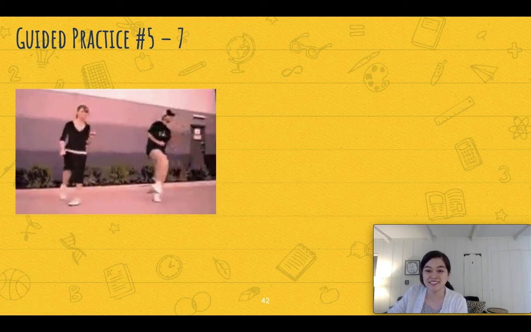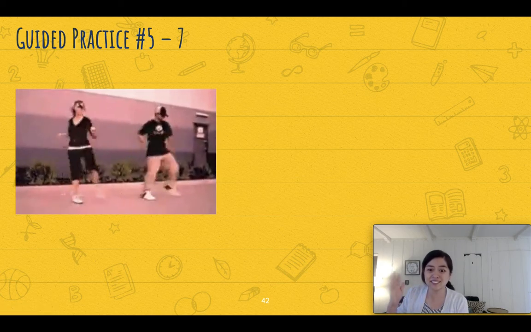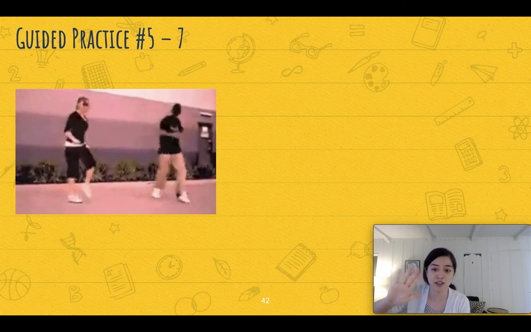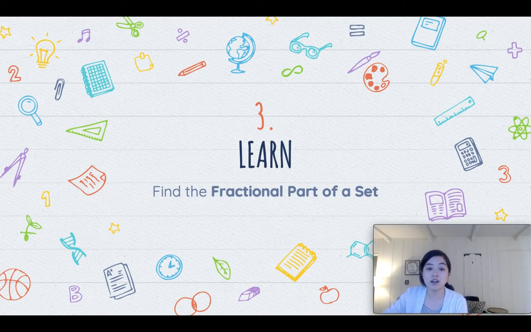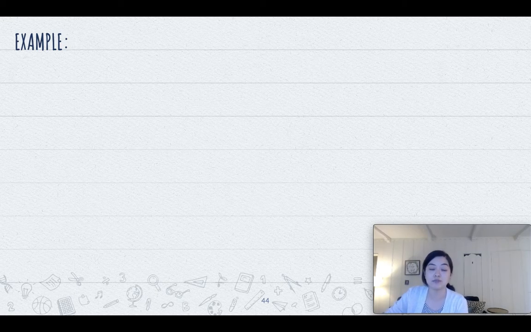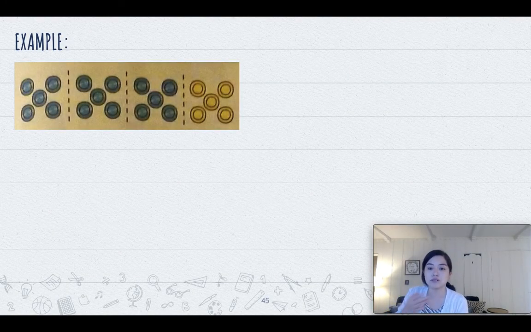All right, the ideas are getting smoother and smoother, right? I think you're slowly getting it bit by bit, okay? So now let's find the fractional part of a set. Remember, set means group. And look at this example.